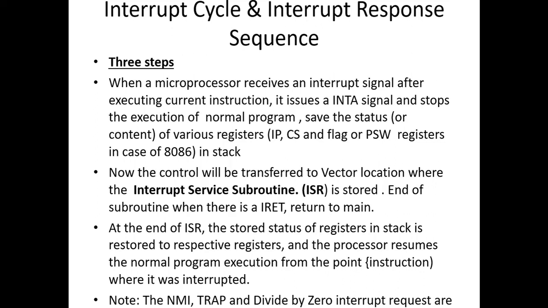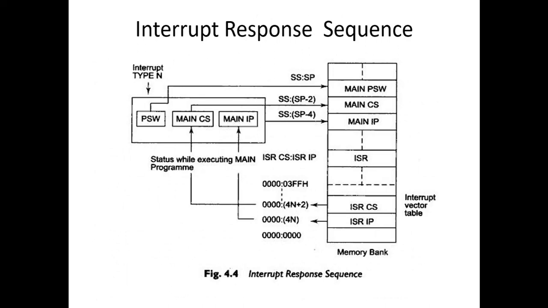At the end of the ISR, there will be an IRET, that means a return statement, which will return back to the main program. At the end of the ISR, the stored status of the registers in the stack is restored to the respective registers, and the processor resumes the normal program execution from the point where it was interrupted. So the control is given back to the main program and the main program will execute. This is the interrupt response sequence.